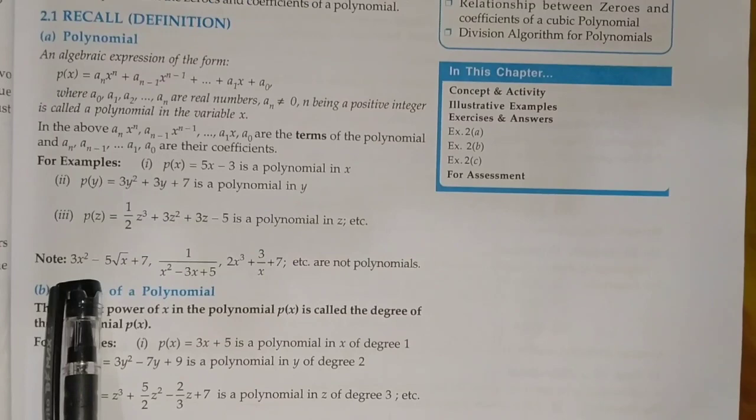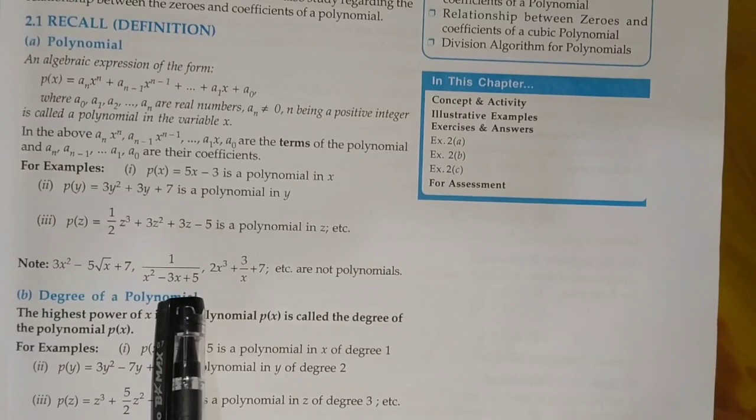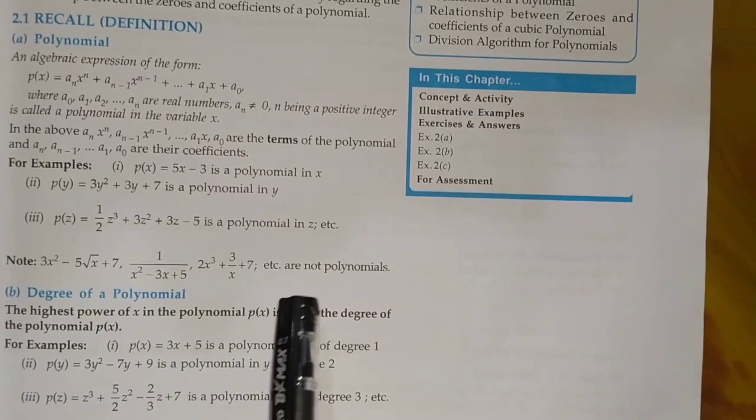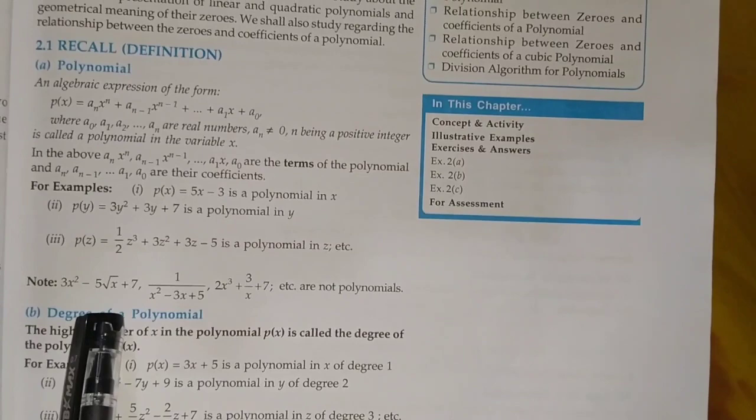Note, 3x square - 5 root x + 7, 1 by x square - 3x + 5, 2x cube + 3 by x + 7, etc. are not polynomials.